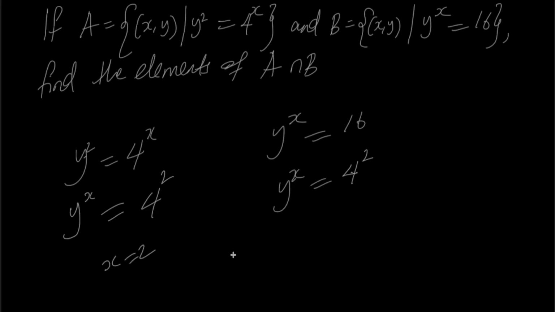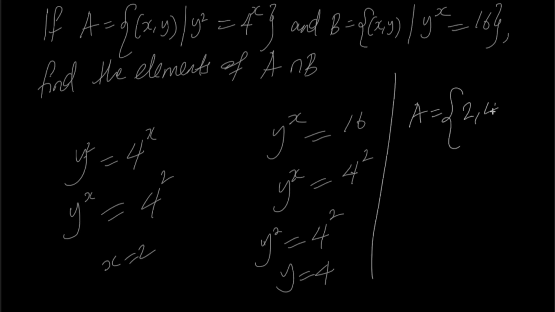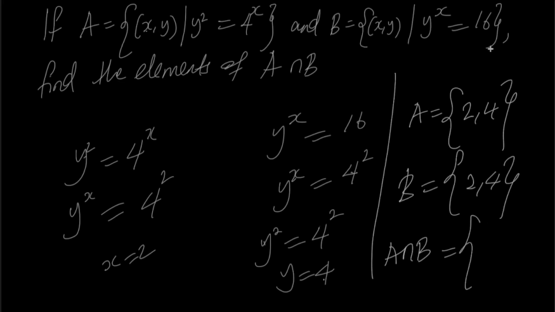Okay? What of y? We can find it now by saying here, for instance, y raised to the power 2, because x is 2. So definitely, if the powers are the same, the bases will be the same. So y is 4. Therefore, we can say the elements of A are equal to 2 and 4, because we are told that they are x and y, and x is 2, y is 4. B is also the same thing. So A intersect B is equal to the same. Hope this is understood. Thank you for viewing.